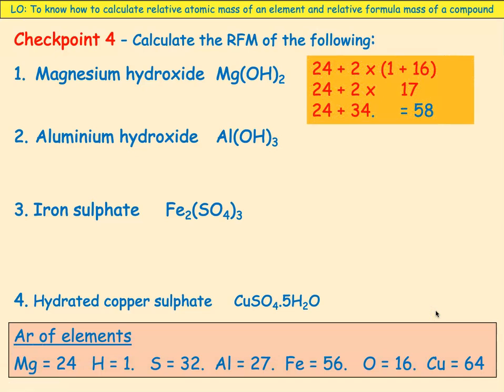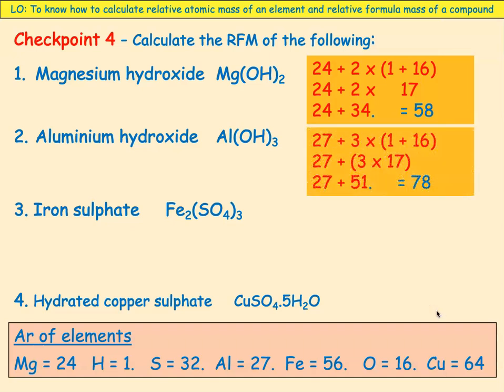Right, magnesium hydroxide. We're going to work out what the hydroxide is, which is 1 plus 16. So that's 17. Multiply it by 2, which gives us 34. And then add on the 24, and that gives us 58. I think we've already done aluminium hydroxide, but let's see how well you remember. So we've got 1 plus 16, 17, times 3 is 51, add on the 27, and that gives us 78.